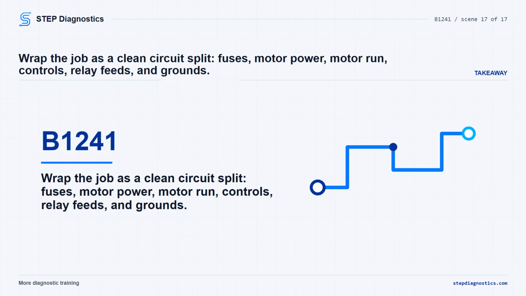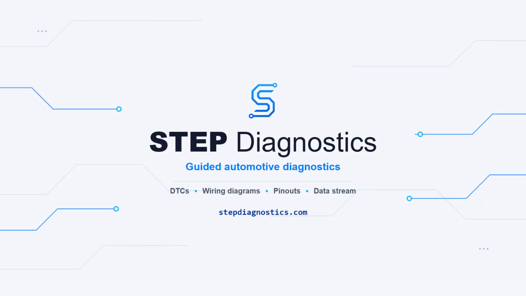Confirm the fuses, verify motor power, prove the motor can run, then work through the power transistor, climate control signal wires, relay feed, ignition feed, and ground side without guessing.